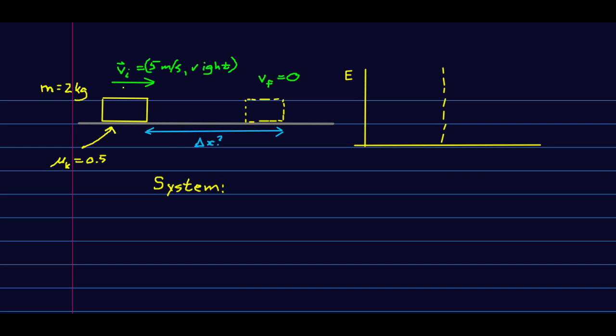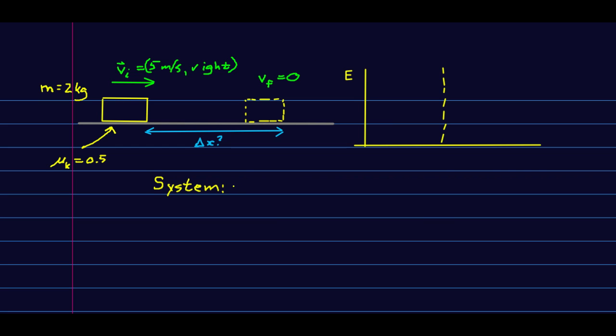So here we have some object, a block, whatever, sliding along on a floor, and we know the coefficient of kinetic friction, and we know the mass of the block, and we know it's initially going 5 meters per second, and we want to know how far it slides before it comes to rest.